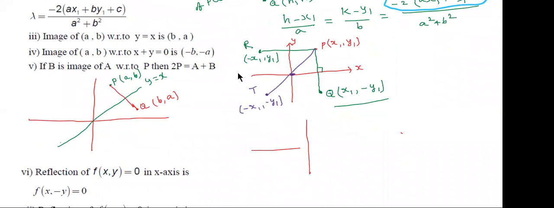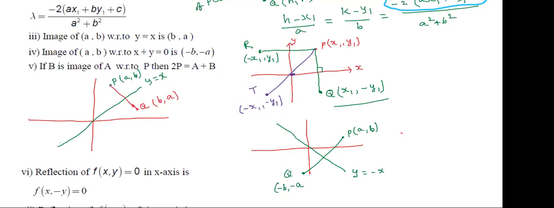See, so this is the line y is equal to minus x. Suppose the point is here, this is a point P, A comma B. Now what is the image of P with respect to the line y is equal to minus x? This is the image. This is point Q, that is equal to minus B comma minus A.